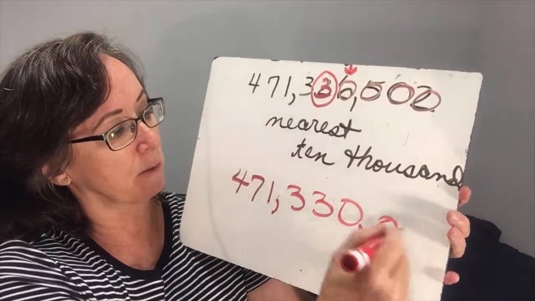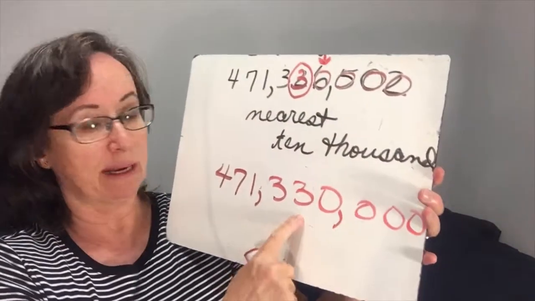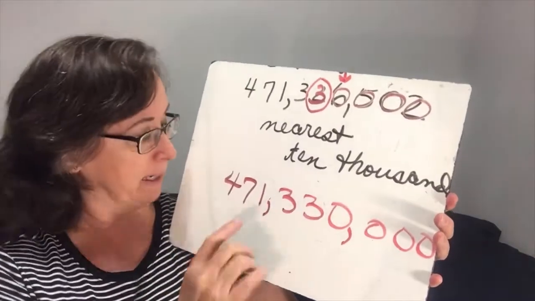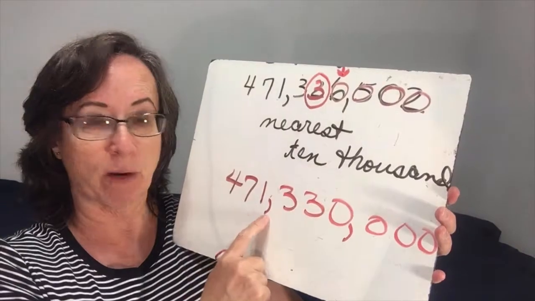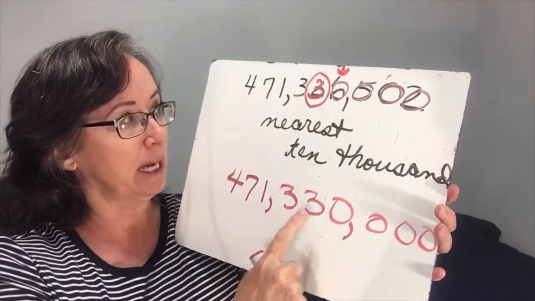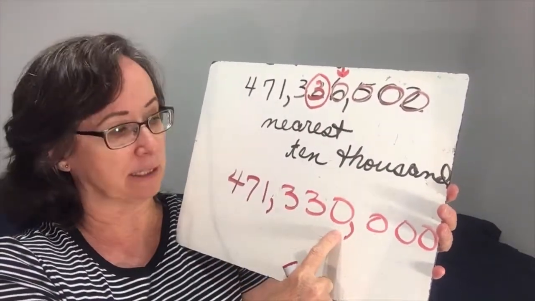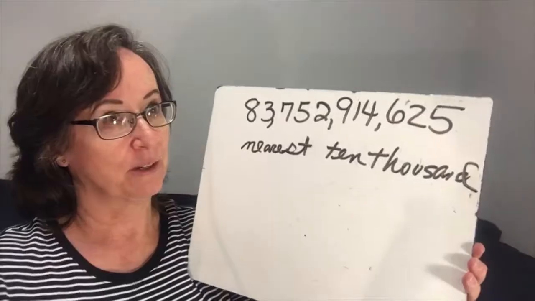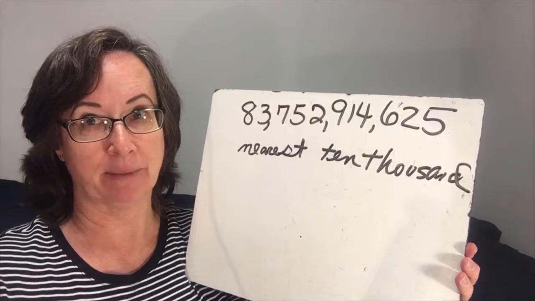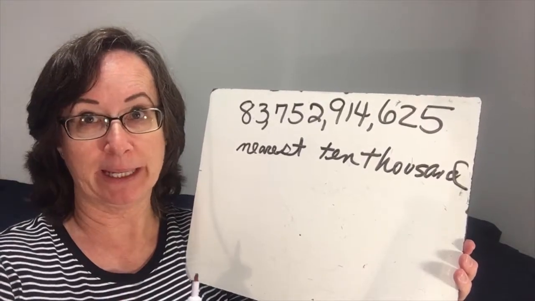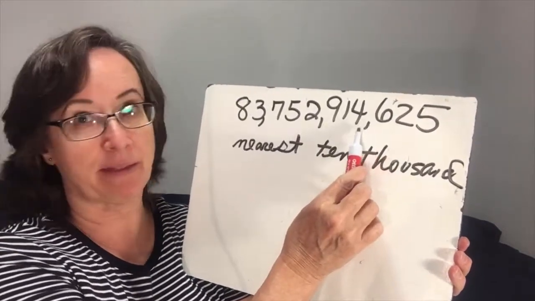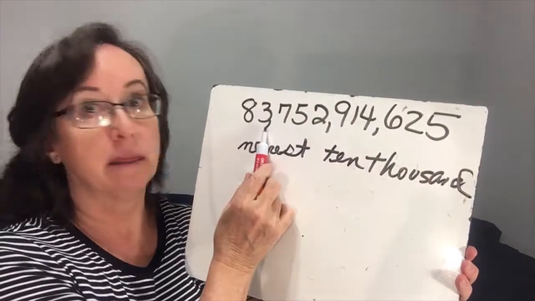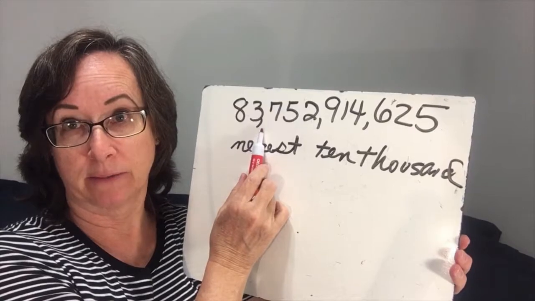471,330,000. And I have it rounded to the 10,000s place. So let's read it correctly. 471,330,000. That's it. What a big number we have this time. Okay, let's see if we can read this thing. This would be the thousands, comma, the millions, comma, the billions, comma. So what do we have?